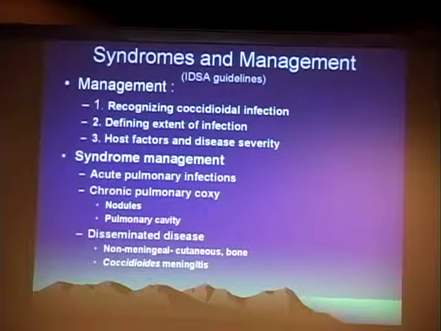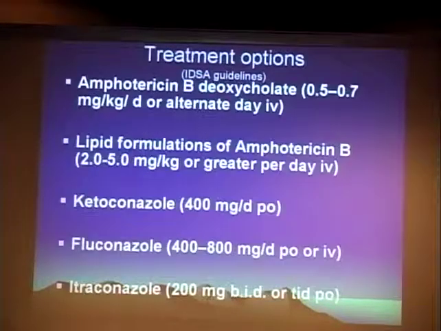So acute pulmonary infections are the most common presentation, chronic pulmonary cocci in that 1%, as well as forms of disseminated disease such as cutaneous and bone disease. The worst scenario is coccidioidomycosis meningitis. Now, what are the agents we have to treat it? Well, we have amphotericin B. Now we have the lipid formulations of amphotericin, ketoconazole, fluconazole, itraconazole.